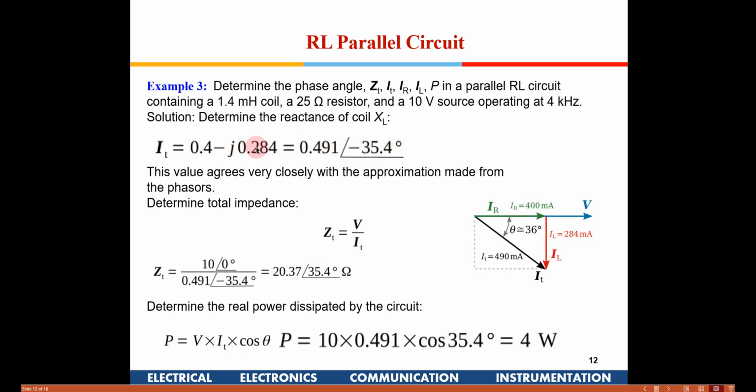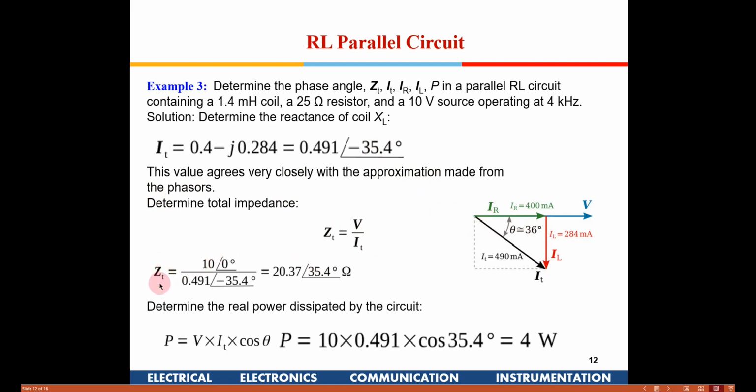And this angle is minus this divided by this. That means this current vector is going to lag out here. That is the reason the net current will be lagging the voltage. So minus 35.4, approximately 36, is shown out here. So this is how we do the calculations.